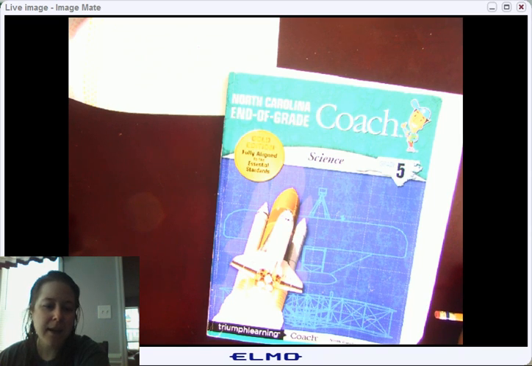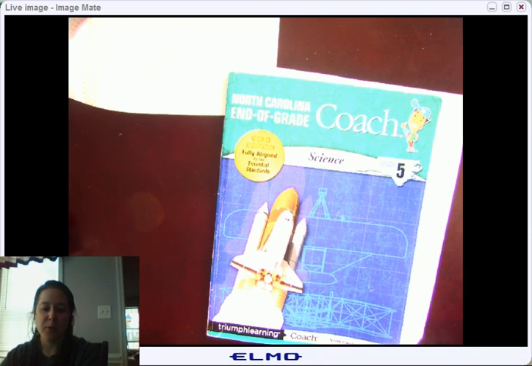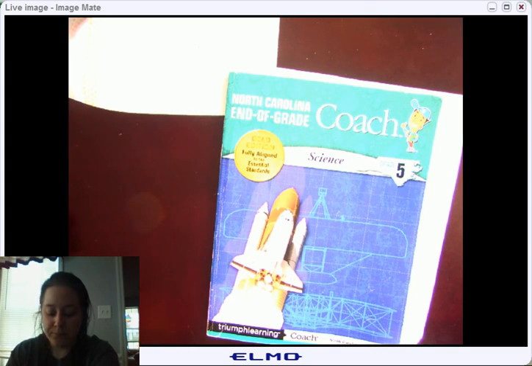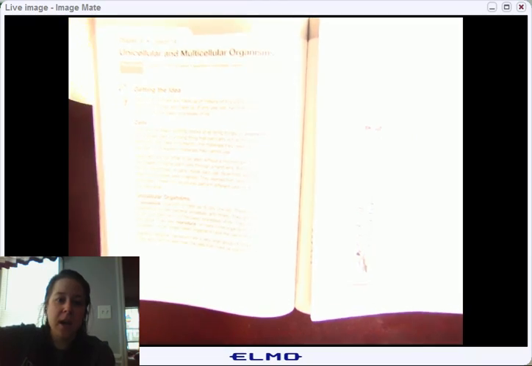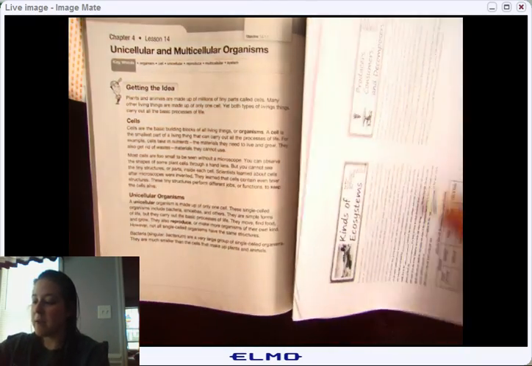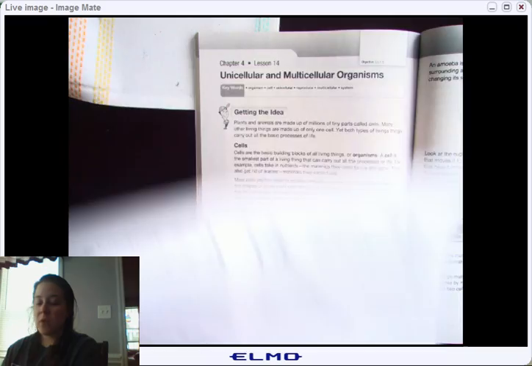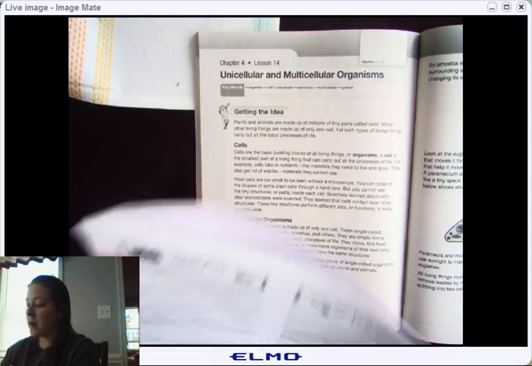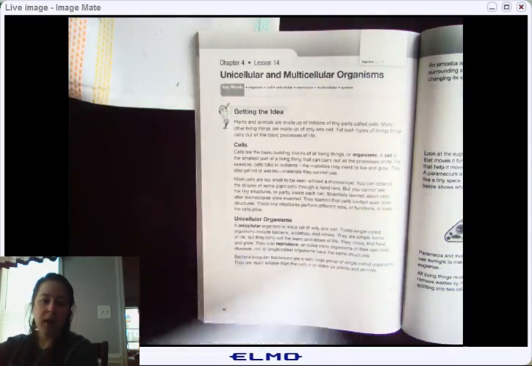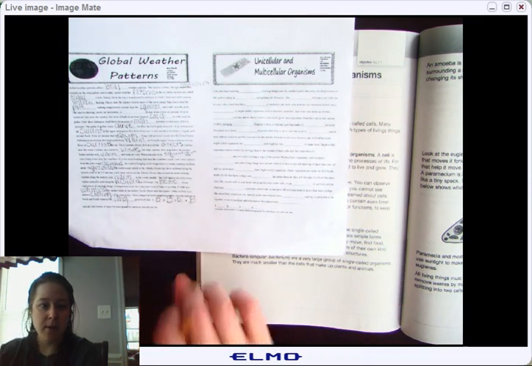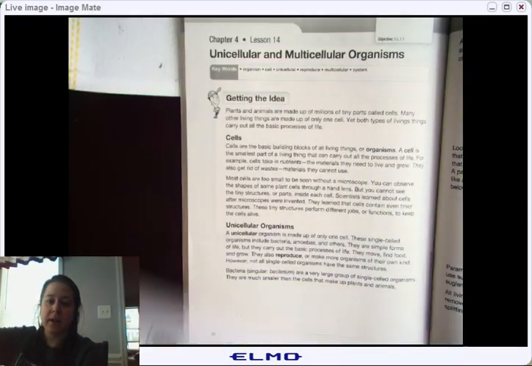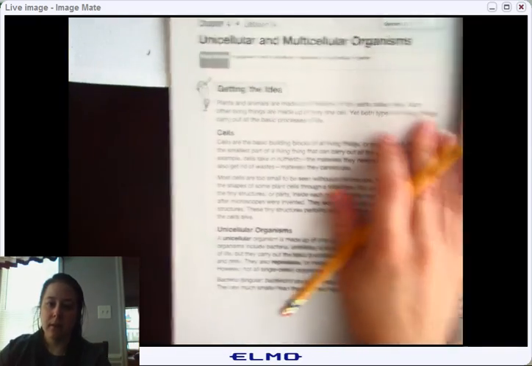Okay, guys, we are back here with our North Carolina Coach Book. We are working on our science review, and we are going to be on page 88 if you want to follow along. And we are doing unicellular and multicellular organisms. You will need your packet here to follow along if you so choose. Okay, so I'm going to start reading unicellular and multicellular organisms.